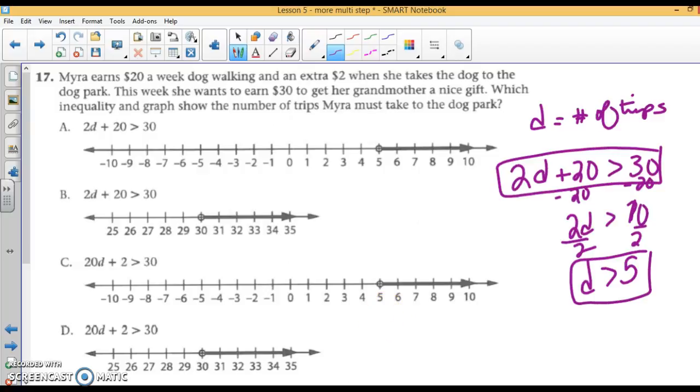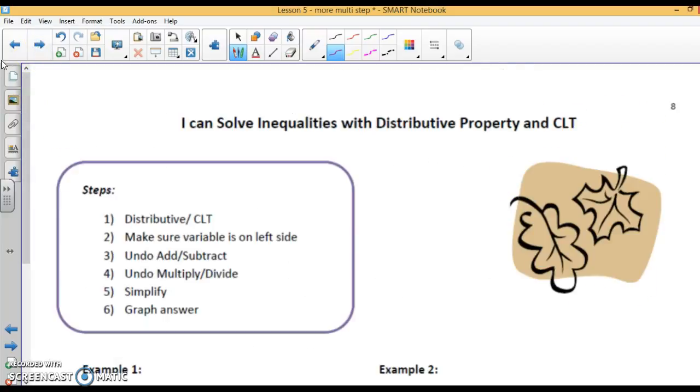A and C. But let's look at the inequality. 2D plus 20 is greater than 30. That one is correct. This one, they're getting 20 per walk. So that one's wrong. So it's A. All right. Open up your note packet to page 8.